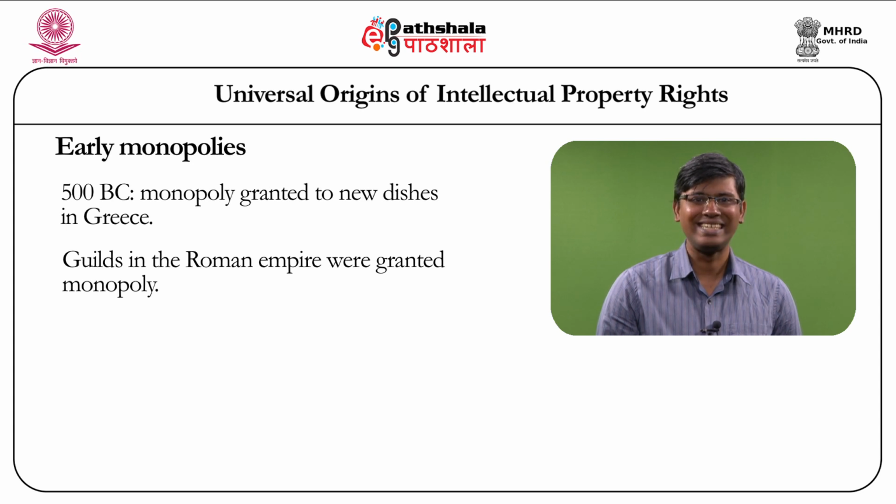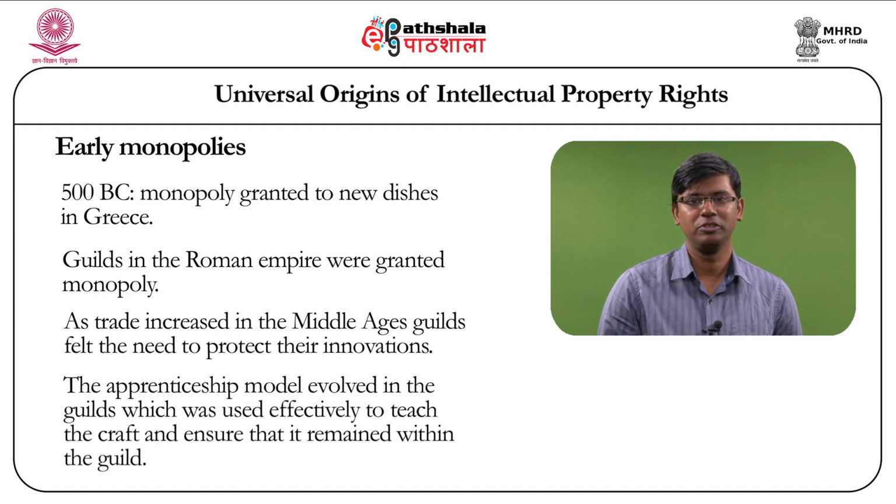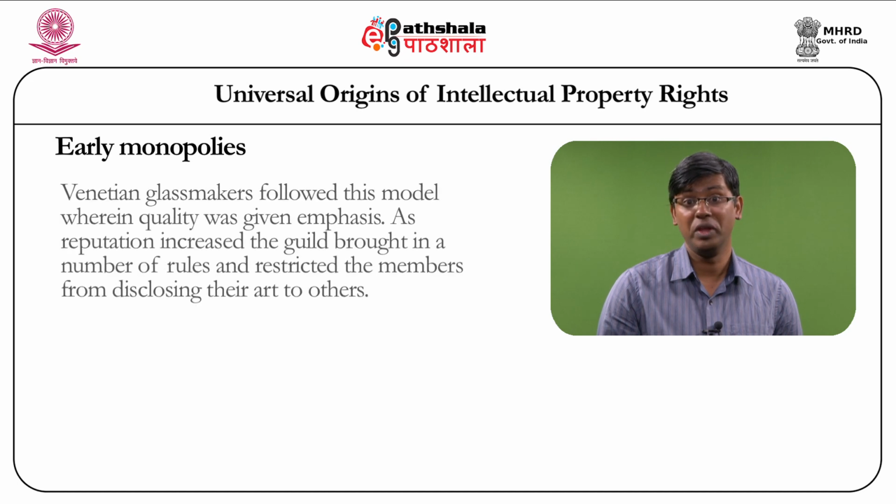Subsequently, as the guilds started to grow and trade started to increase, you had a system of apprenticeship model where the guilds would actually recruit someone, teach them about a particular craft, provided that the person who is trained actually remains within the guild. You had the Venetian glass makers who followed this model and largely were able to come up with quality products. As reputation increased, the guild brought in a number of rules and restricted the members from disclosing the art to others, largely because you didn't have a system of protecting the technology as such.